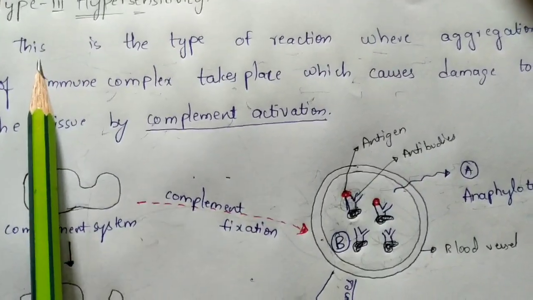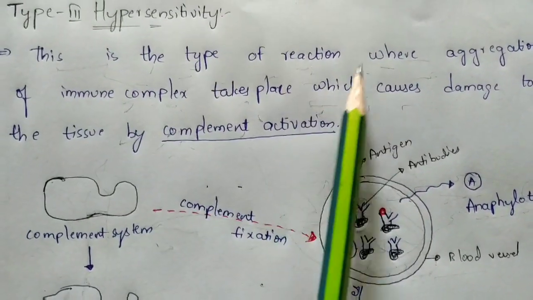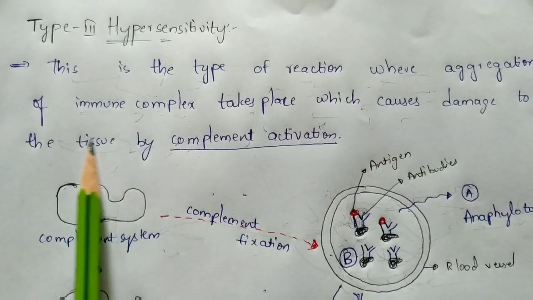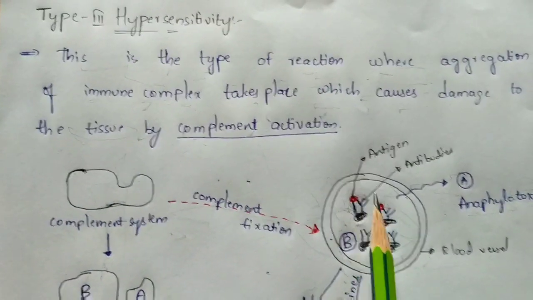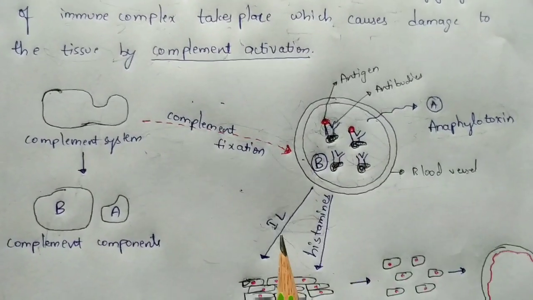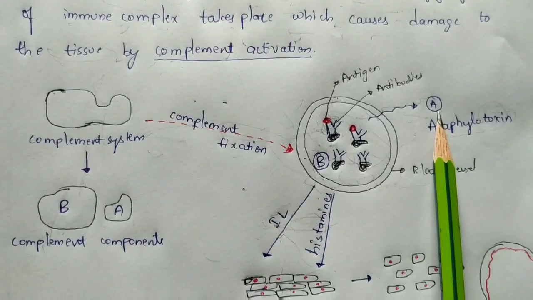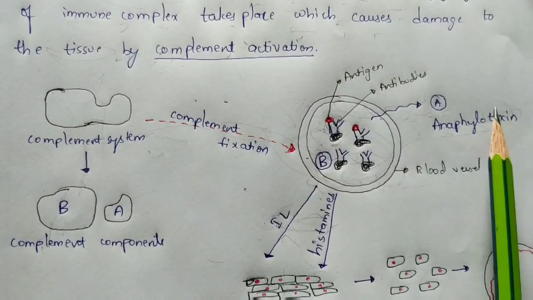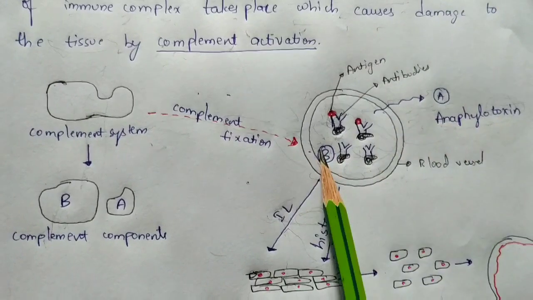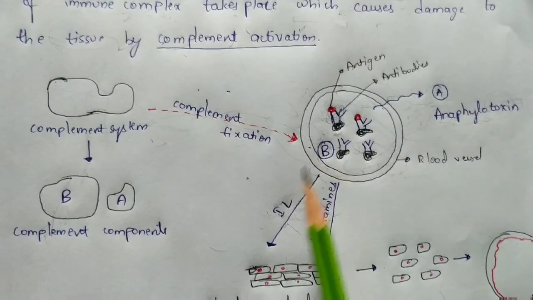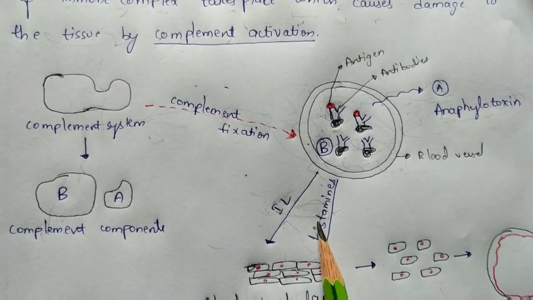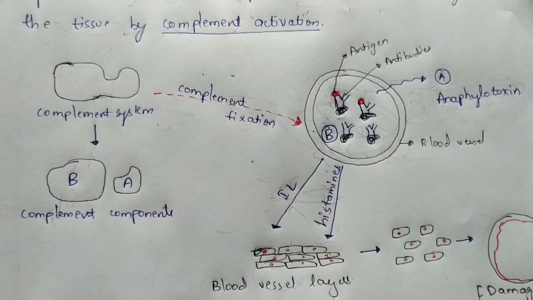If you see here, this is a type of reaction where aggregation of immune complexes takes place which causes damage to the tissue. So what happens when the antigen and antibody get combined over here, complement will get attached. In the same way, complement B and complement A will get divided, and complement A will pass out in the form of anaphylatoxin, which is very dangerous. And if you keep this aside, complement B will activate the enzymes or chemical agents like interleukins and histamines. As these are very dangerous, they mainly help in thinning the blood vessel layer.